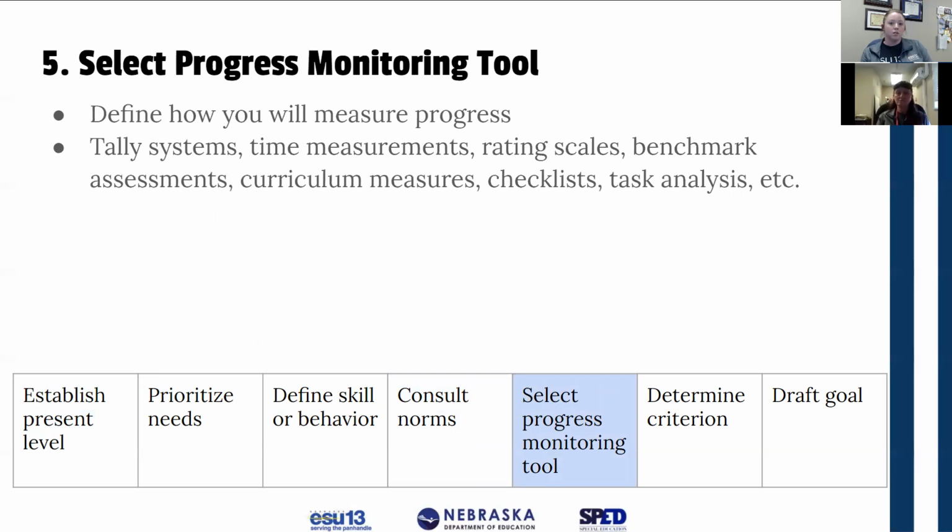Choosing a progress monitoring tool is the next step. So you want to define then how will you measure that progress. So you know your baseline, you've decided where you want them to be in a year, and now this question is about how will I measure that. So things that you might include here would be a tally system, a time measurement, how long they can do something, a rating scale filled out by teachers or parents, some kind of benchmark assessment, something in the curriculum, a checklist, a task analysis, whatever that might be. But defining and selecting that progress monitoring tool is this step.